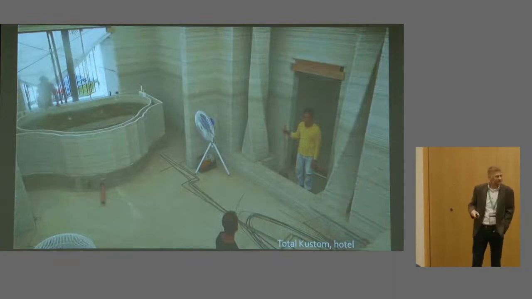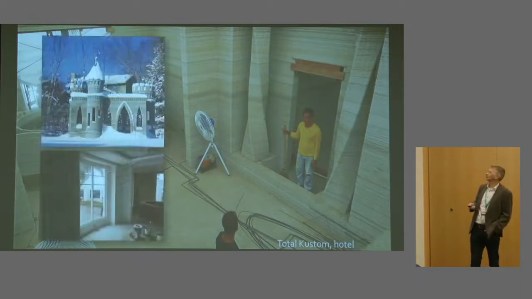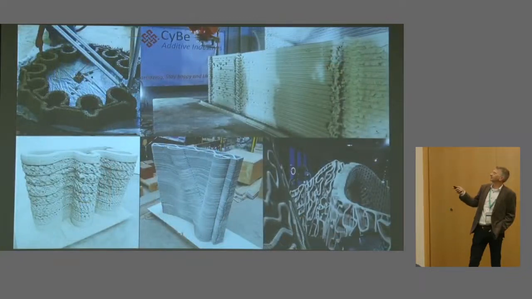The alternative has been mentioned as well by Harold. That's total custom, and what they do is print in situ, layer by layer, the whole construction of the house at the spot. So it's on-site construction technology. And you might know him from the castle that he printed for his daughter in his backyard. And from that came one to the other.